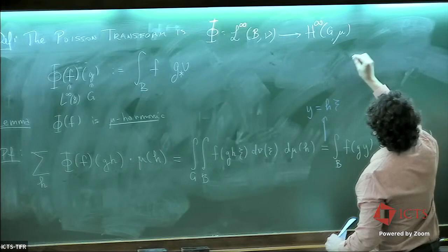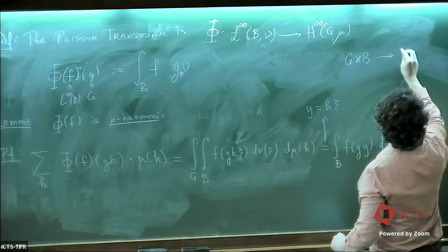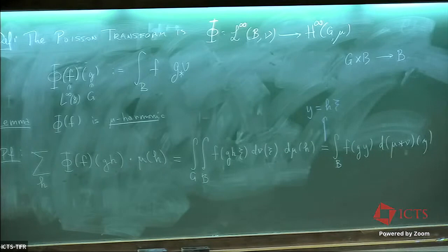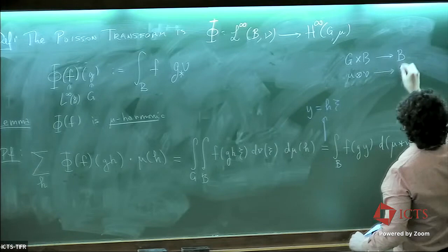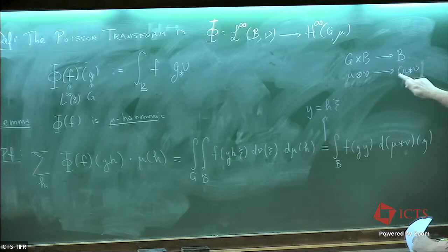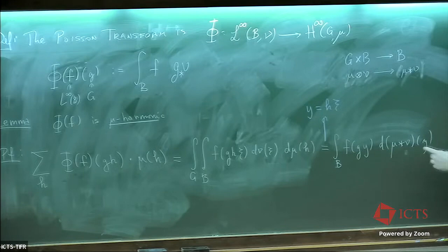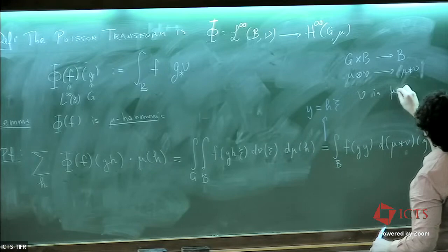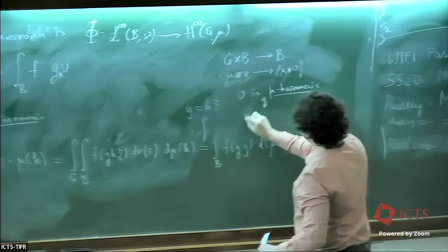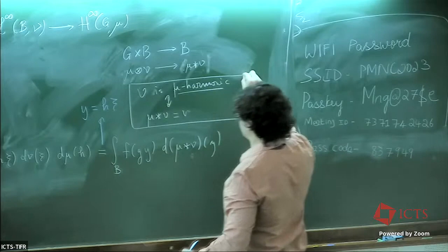Well, if you have g in the group and b in the boundary, this is the action. And then the push forward: here we have mu tensor nu, you push it forward, and this measure you call mu star nu. It's the same definition as for the harmonic measure. And the thing about the harmonic measure is that nu is harmonic, which can be just rewritten by saying that mu star nu equals nu. So this operator is just averaging over all translates.